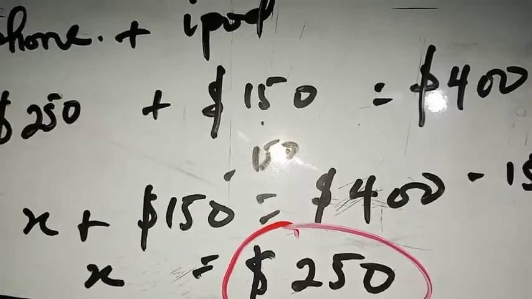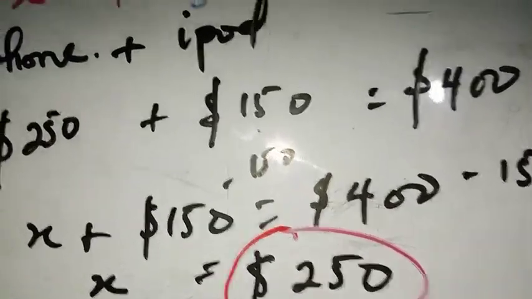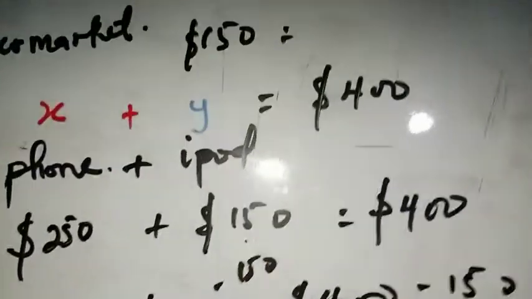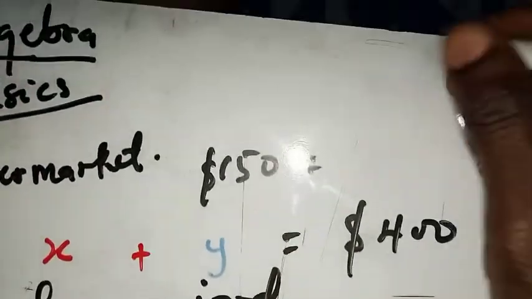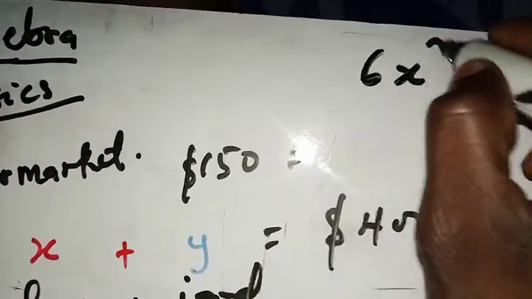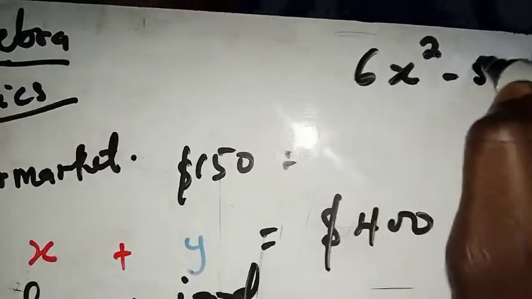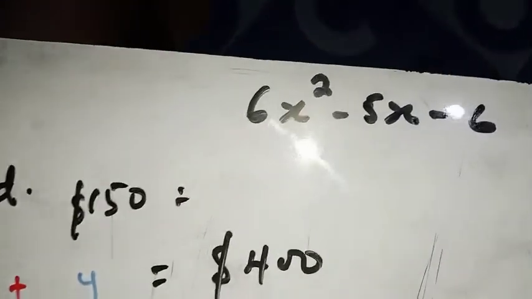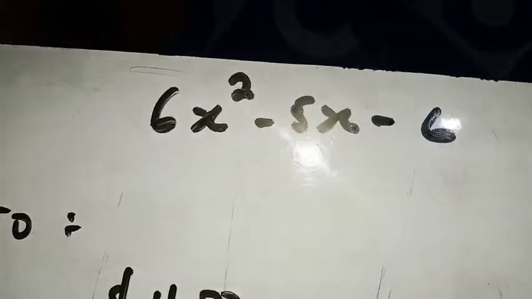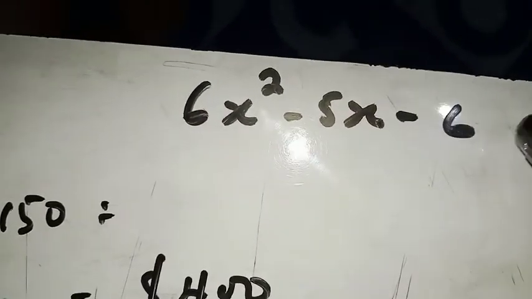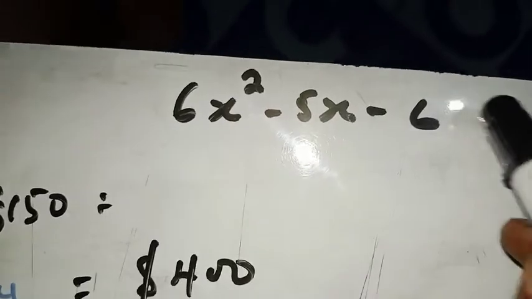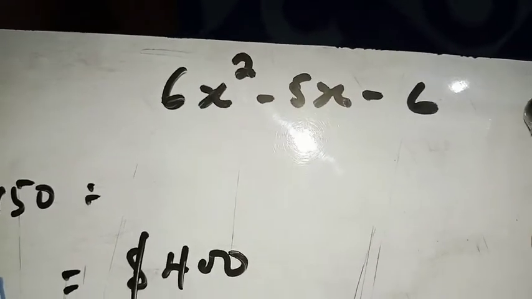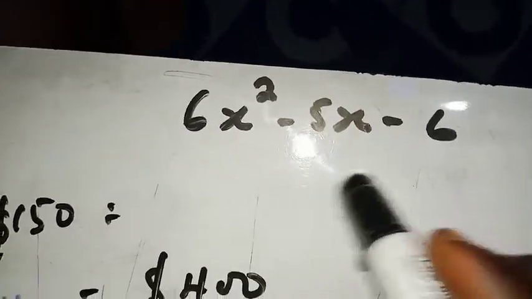So what will happen if you have a more complicated one, right? More complicated questions, like you want to determine the values of 6x² minus 5x, and then minus 6, right? This is what we call an algebraic expression. The expression, because it has no equal sign, right? If it has an equal sign, that one becomes an equation. So this is an algebraic expression.